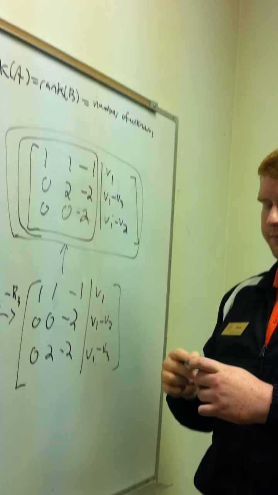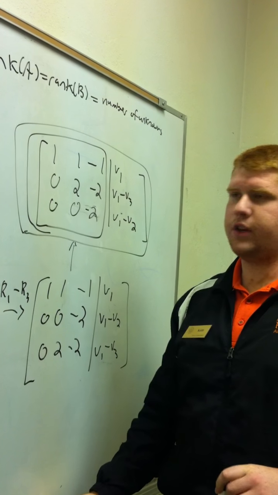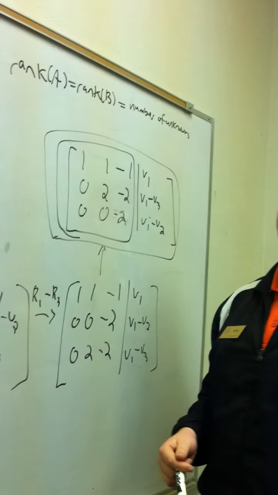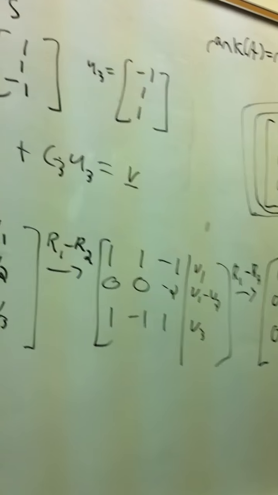So now I think it's constructive to look at a case where a set of vectors won't span all of R3. So I'm going to erase all of this.